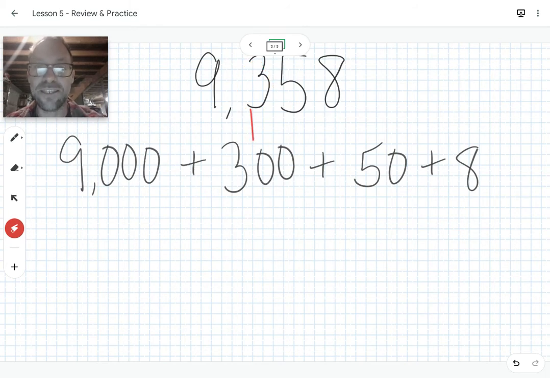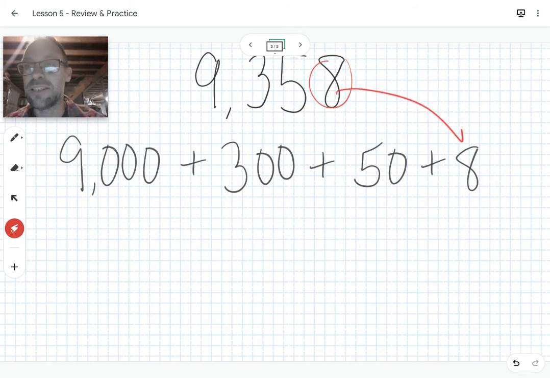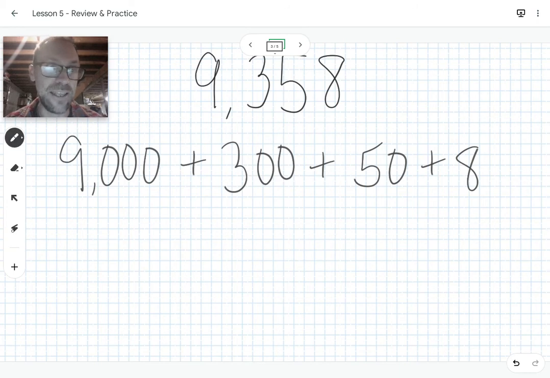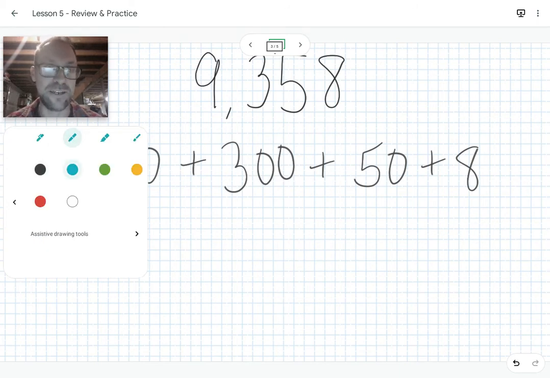3 in the hundreds place, that's 3 groups of 100. A 5 in the tens place is 5 groups of 10. And 8 in the ones place is 8 groups of 1. Now, let's use our powers of 10 to rewrite this number in another version of expanded form. Okay?